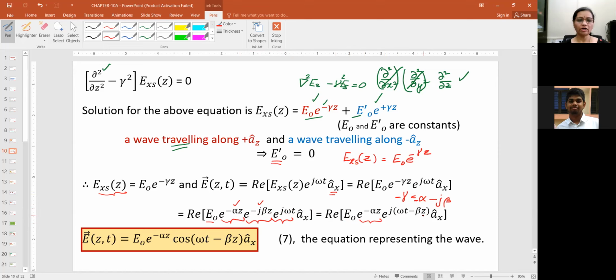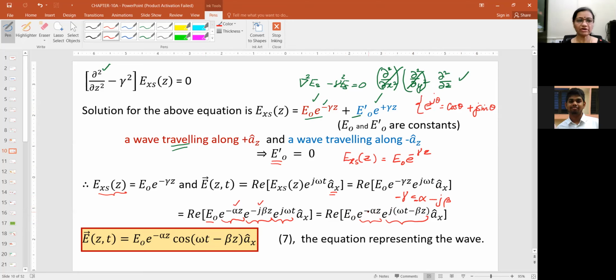Now what is the real part of an exponential? Real part of e to the power of j theta is equal to cos theta, since e to the power of j theta is cos theta plus j sine theta. I'm just using this. If I use this for this part, the real part will be just a cosine function, cosine of this phase. The rest of it will remain as it is.